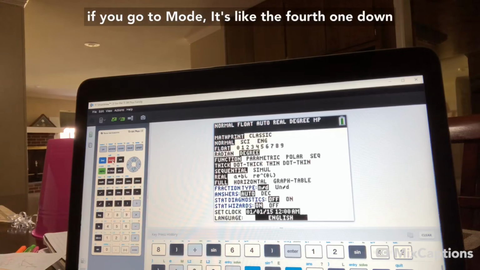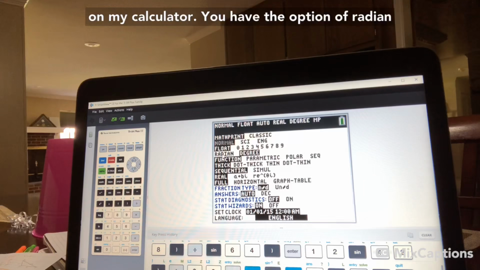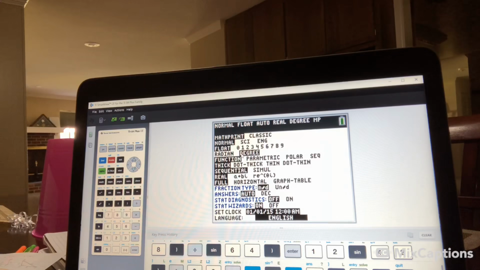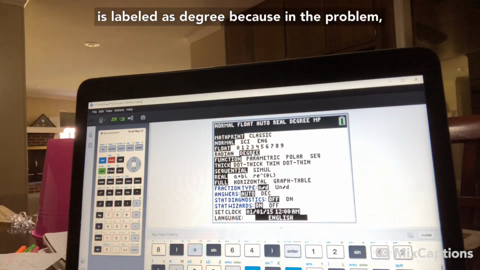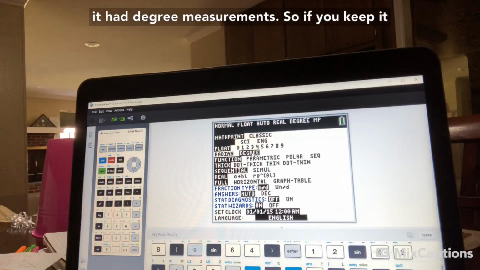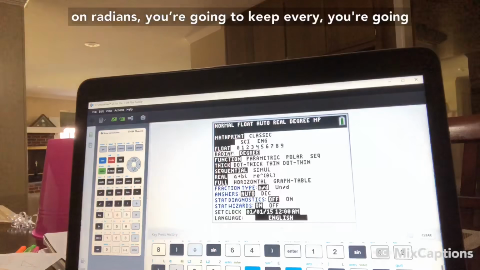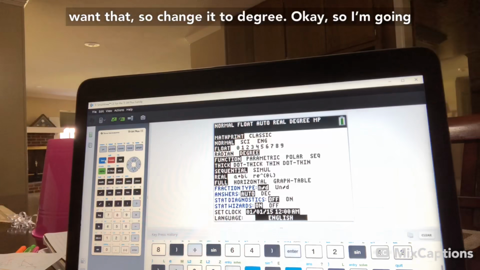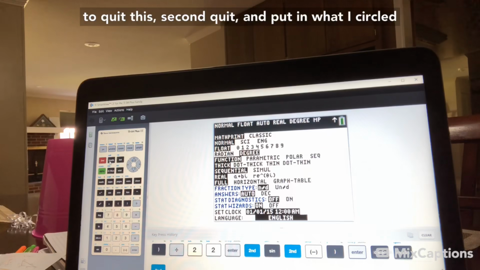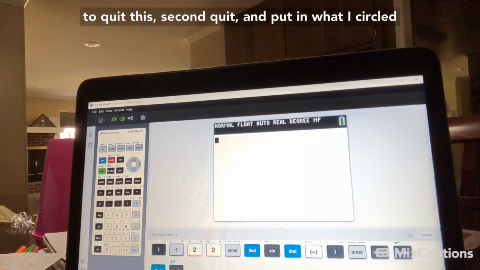So if you go to mode, it's like the fourth one down on my calculator, you have the option of radian versus degree. You want to make sure that this is labeled as degree, because in the problem it had degree measurements. If you keep it on radians, you're going to have every answer incorrect. So you don't want that. Change it to degree.